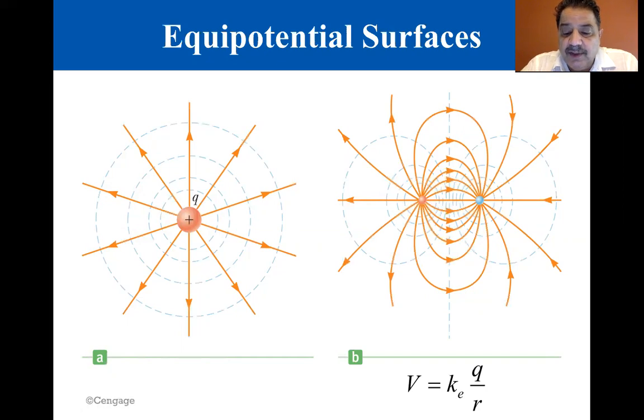Our relationship for the potential of a single point charge shows us that the potential is constant on any surface in which r is constant. That means the equipotentials of a point charge are a family of spheres centered on the point charge. You can see that in the figure on the left. The figure on the right shows the equipotentials associated with two charges of equal magnitudes but opposite in sign.